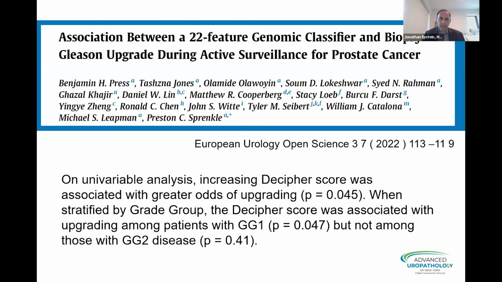And in this study, what it showed was that using the Decipher test can help predict who has a chance of having a higher grade tumor on a subsequent biopsy, especially when you had a grade group 1. What it did not show, however, was that if you had a 3 + 4 = 7, let's say, and you're on active surveillance, at least in this study, it wasn't that helpful to predict who's going to develop a 4 + 3 later on.